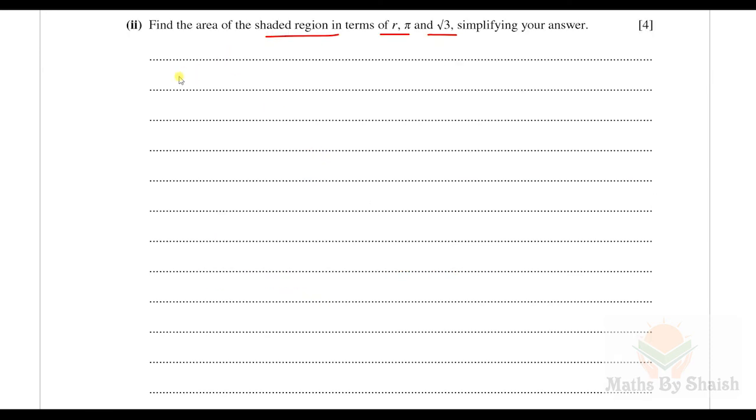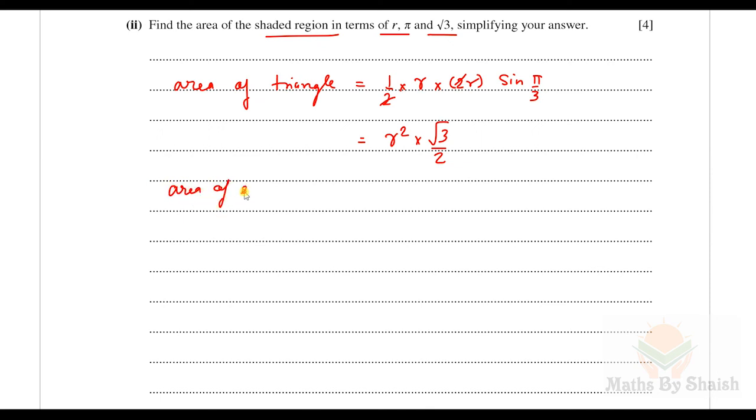So the area of triangle ACB is equal to half into the first side, that is r, the second side length 2r, and sine of the angle between these two, that is pi by 3. And we know that sine pi by 3 is root 3 by 2, so these two get cancelled, and we get r square into root 3 by 2. That is the area of the triangle. And the area of the sector would be 1 upon 2 r square theta, so 1 upon 2 r square into theta, where theta is pi by 3.